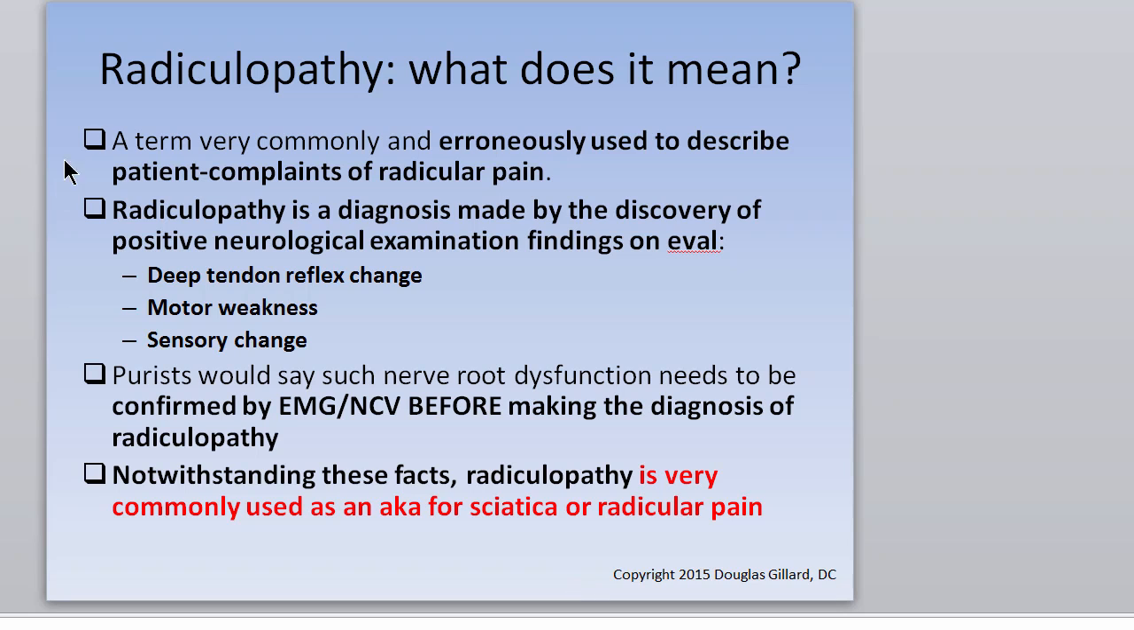So radiculopathy, again, the key is you can't just say radiculopathy without doing an exam on the patient. You can't use the term radiculopathy if you haven't examined the patient, or you don't at least know the examination findings. They have to have a positive neurological examination, like loss of deep tendon reflexes, motor weakness, or sensory change. Then you can say they have a radiculopathy.